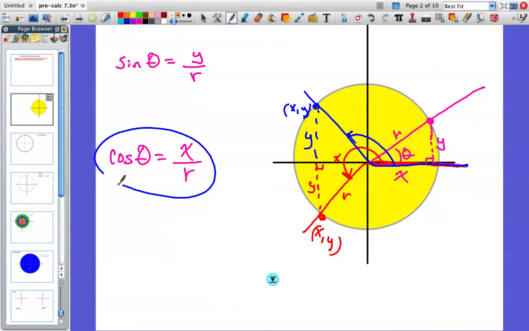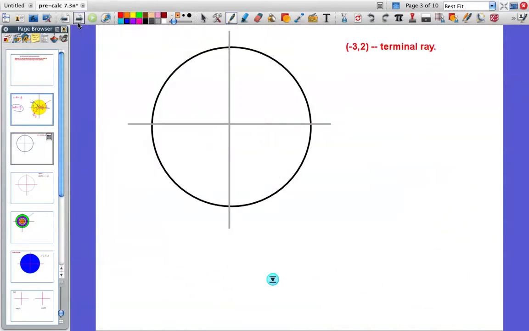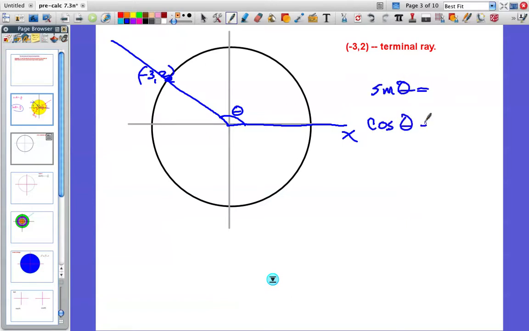All right, so let's do an example of this. Let's say the terminal ray goes through the point (-3, 2). I just have a circle, and my point (-3, 2) is right here, so I have an angle that looks like this. If my terminal ray goes through that, I'm talking about this angle. My initial ray is, of course, the x-axis, and we're measuring it counterclockwise. If I wanted to find the sine of that angle and the cosine of that angle, it really isn't too bad. The sine of the angle, the cosine of the angle.